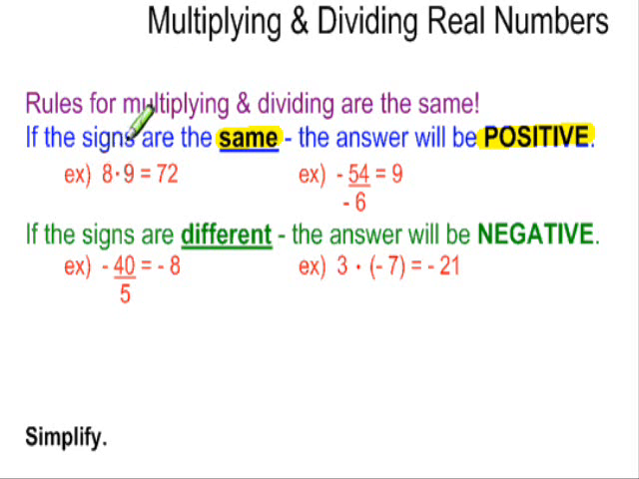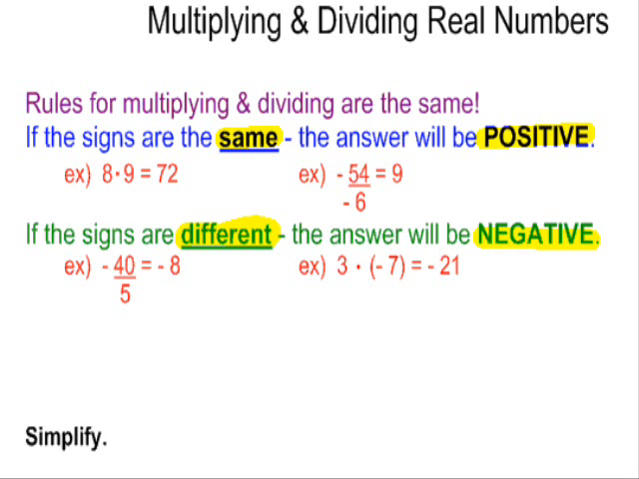So you see we have a positive times a positive equals a positive. Even a negative divided by a negative, that is still going to be positive. But if the signs are different, then that means that their answers are going to be negative. So negative 40 divided by 5 is going to be negative 8. 3 times negative 7 is a negative 21.